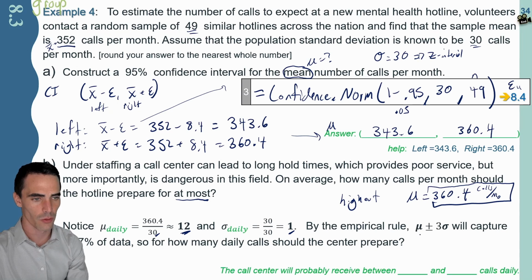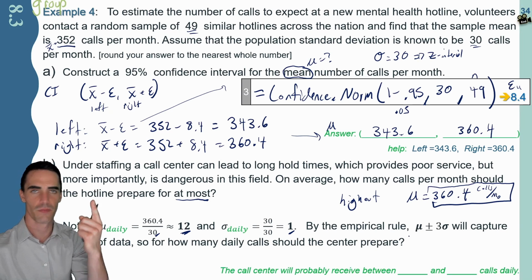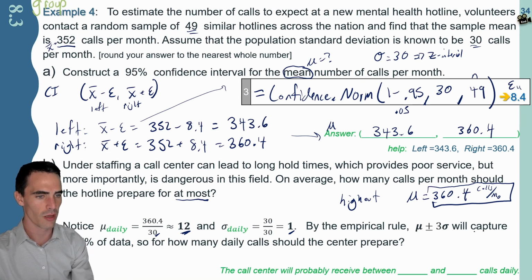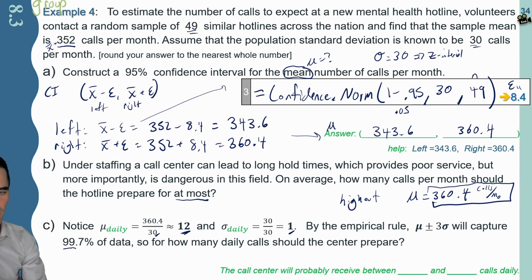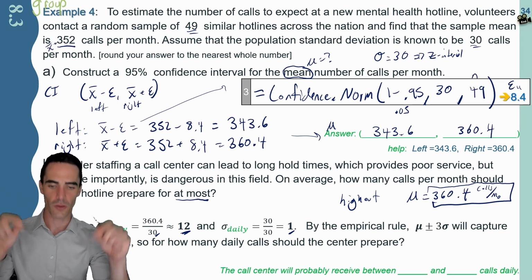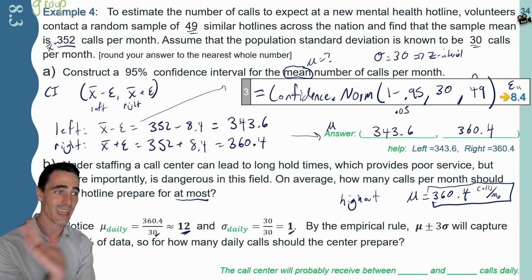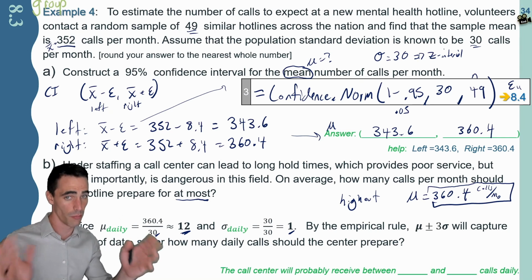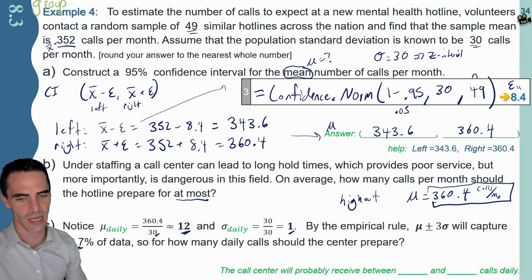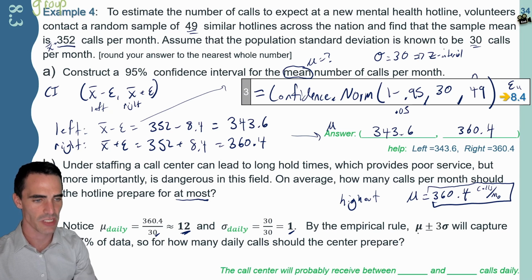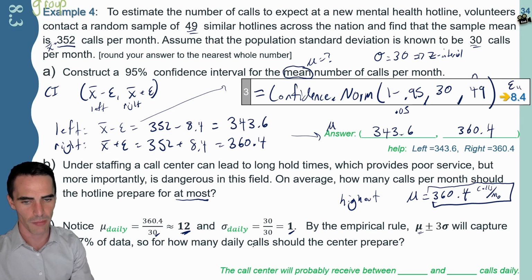By the empirical rule, that was plus or minus 1 standard deviation, plus or minus 2 standard deviations, and here we go: the mean plus or minus 3 standard deviations will capture 99.7% of my data, moving in both those directions. So the question is, for how many daily calls should the center prepare on the low end and on the high end? That'll capture most, 99.7% of days. Well, we can compute this average, and keep in mind, we're looking at daily calls. And so we're looking at this 12 average and the standard deviation 1.